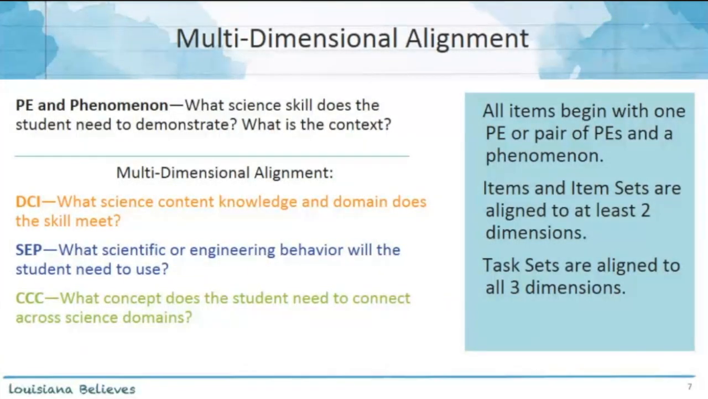So when we talk about multidimensional alignment, we talk about the item or the standard being aligned to the dimensions. The DCI is the content knowledge, as I've said before. SEP is the engineering or scientific behavior, and the cross-cutting concept is what we need to connect across the science domains. Now, when we look at items, the items can be aligned to 2 dimensions or 3 dimensions.